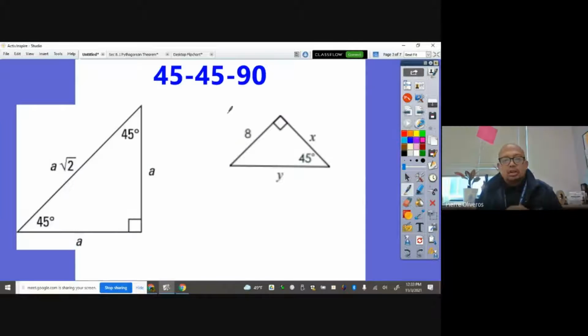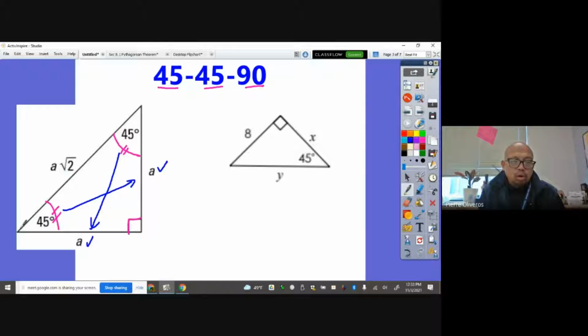Okay, let's go. So first we're going to go with 45-45-90. Again, if this is 90 degrees, this has to be 45, that has to be 45. They have to be equal. If they're equal, then their opposite sides to each 45 have to be the same. That's why this is A and that's A. And if you need to find the missing side, the hypotenuse of a 45-45-90, just grab that A and multiply by square root of 2.